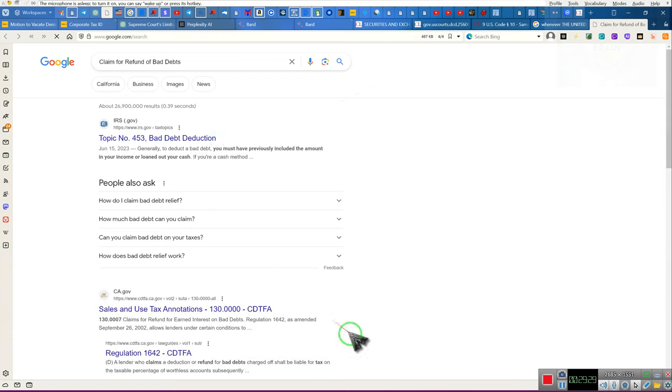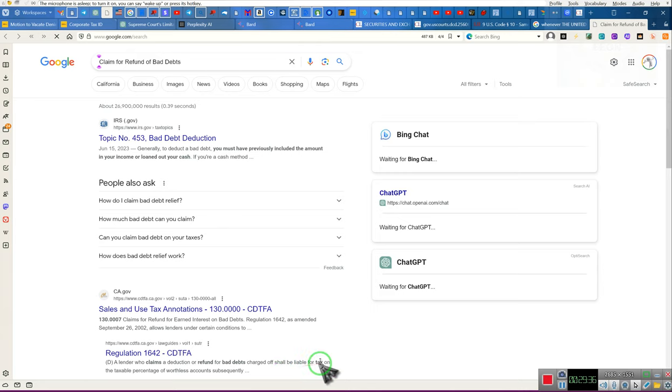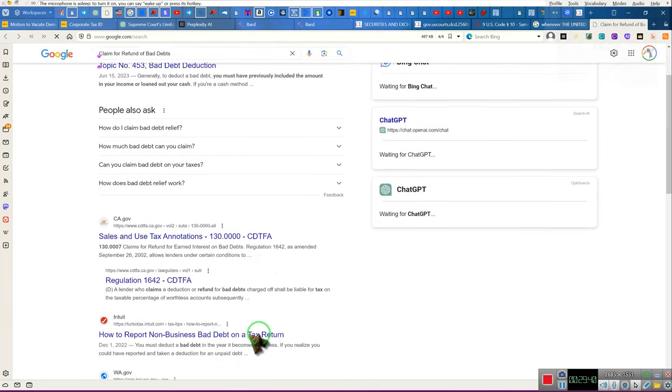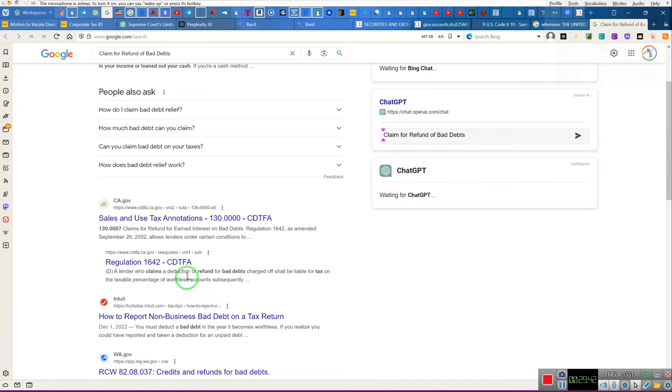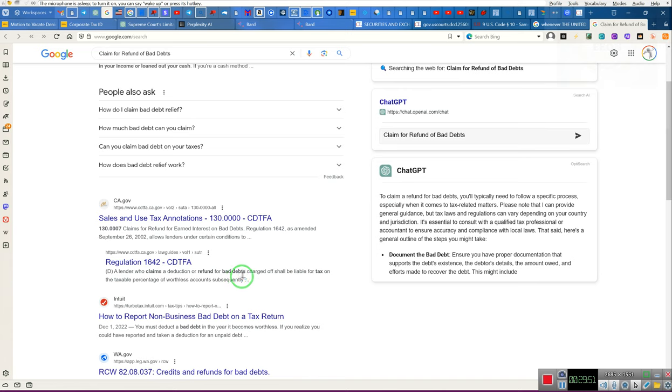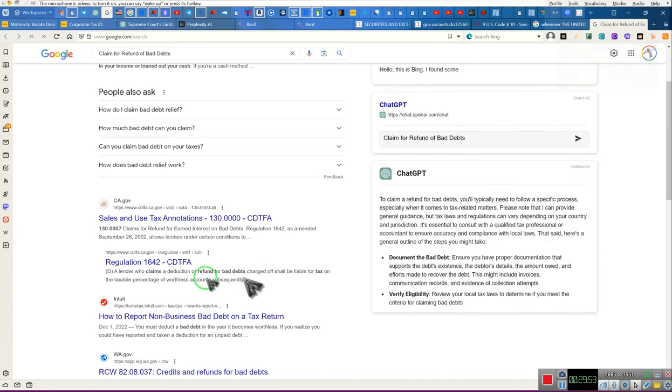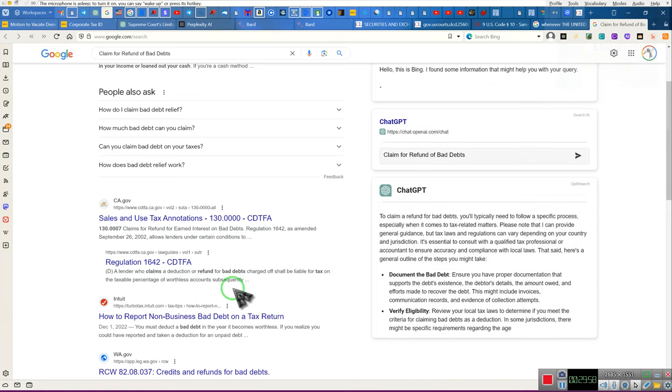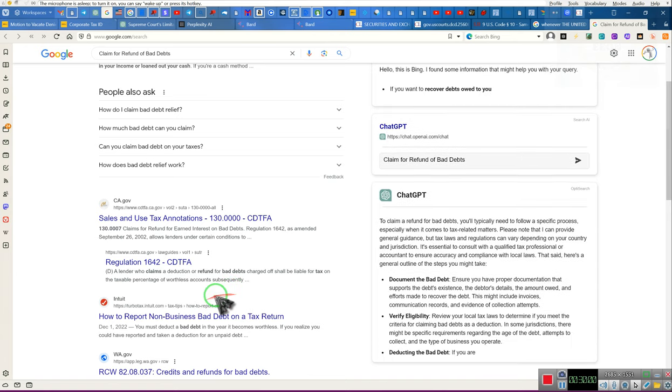So, refund, the lender who claims a deduction or a refund for bad debt charged off shall be liable for tax on the taxable. Look, hey, y'all need this. This is California. A lender who claims a deduction or a refund for bad debt charged off shall be liable for the taxes on the taxable percentage of the worthless account subsequently. Y'all need to understand that, all of them, okay? All of them do this.